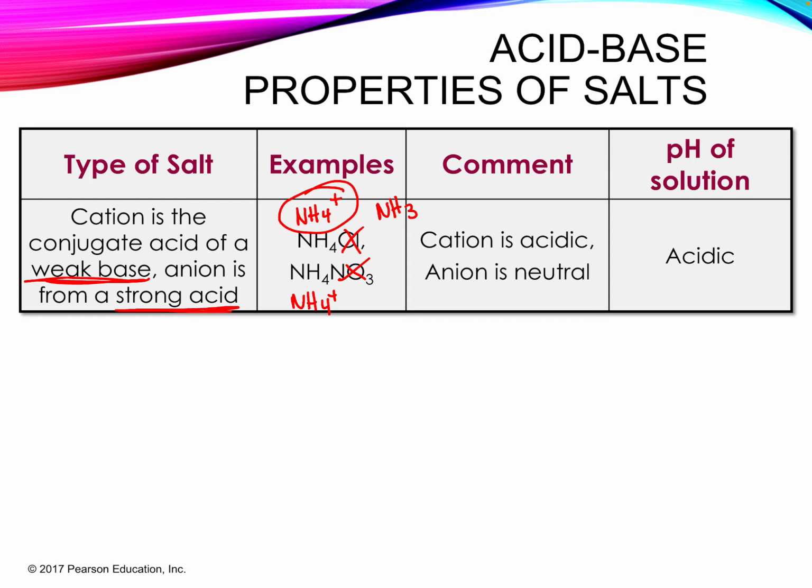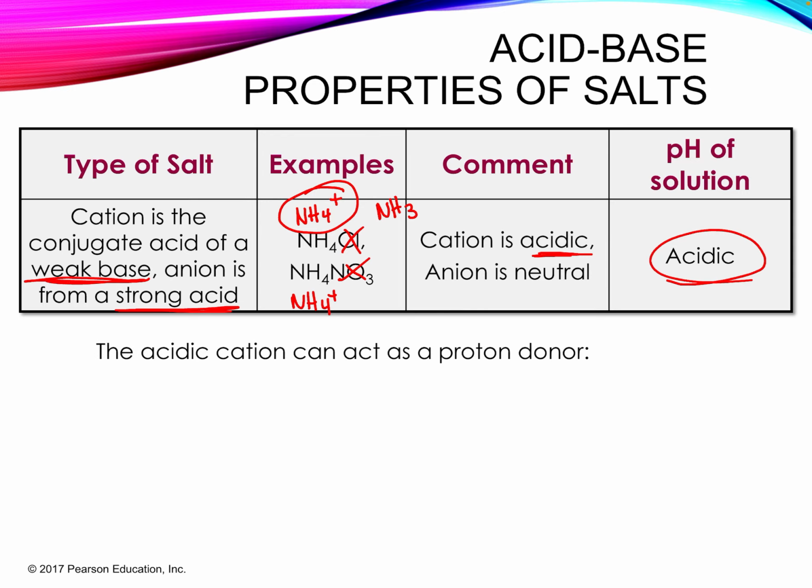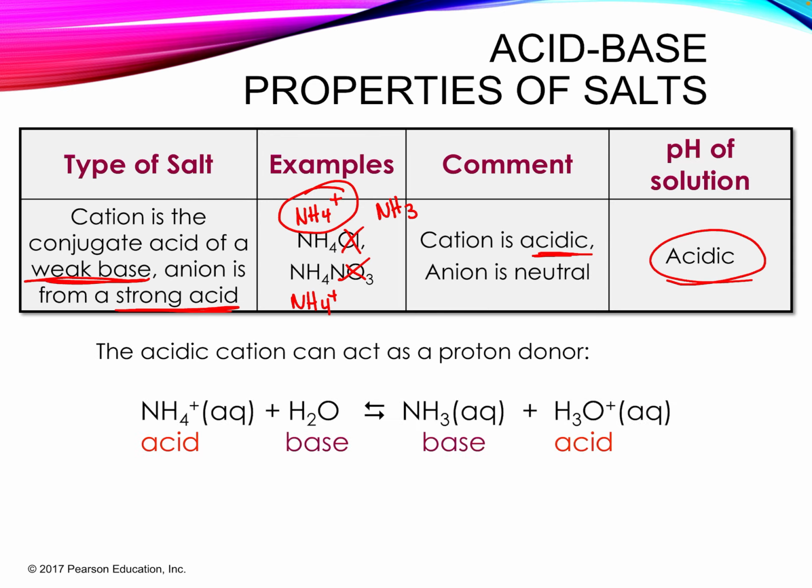Okay, so these cations are acidic because they are the conjugate acids of a weak base. Therefore, they're going to make the solution acidic. Both of the anions here, the chloride and the nitrate, are neutral because they came from strong acids. So since they came from strong acids, they are really, really, really weak bases, can't ionize water. So these acidic cations, right, these ammoniums, can act as a proton donor, and they can ionize water.